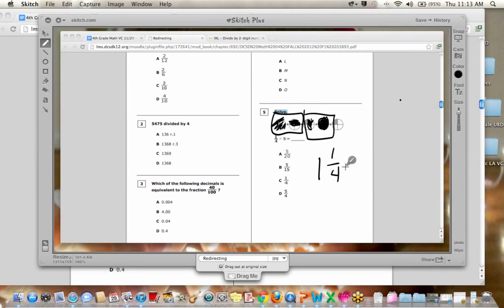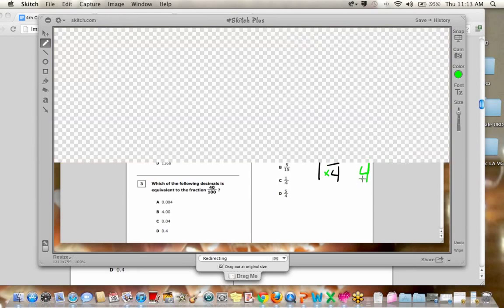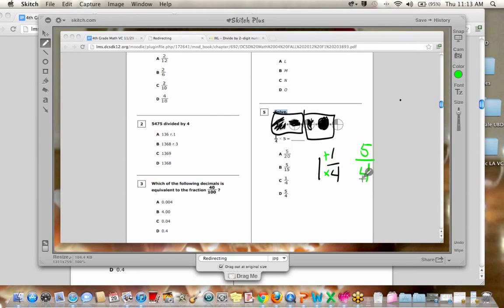That's not one of my choices, though. So I'm going to have to show you something that I like to call magic circle time to change a mixed number. You're looking at a mixed number and changing it into an improper fraction. So here's magic circle time. 4 times 1 is 4, plus 1 is 5. So 5/4 would be my answer. And that would be choice D.